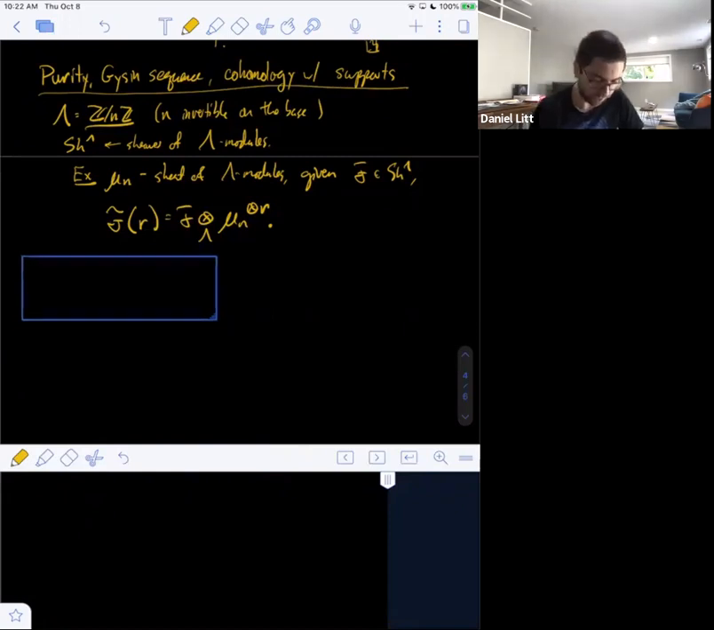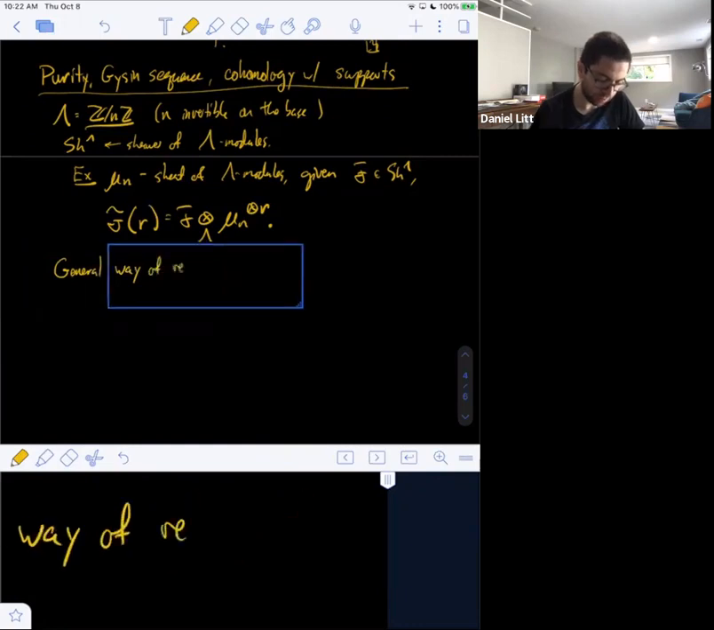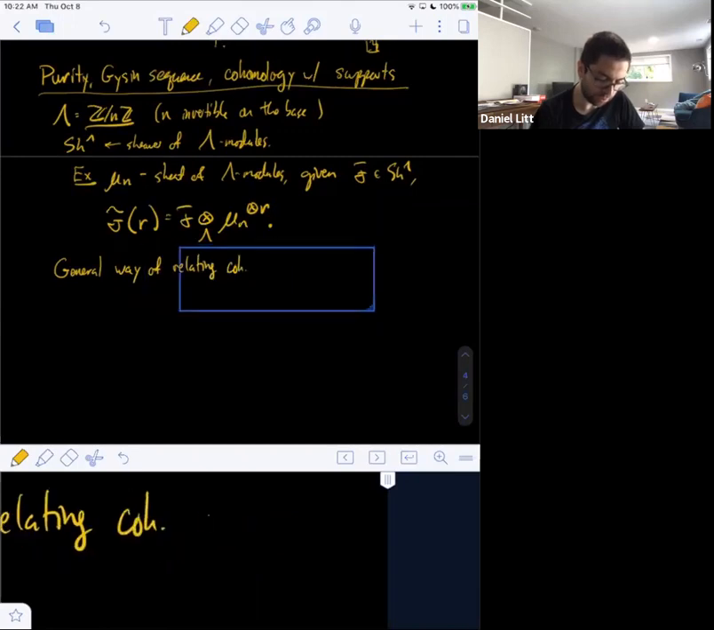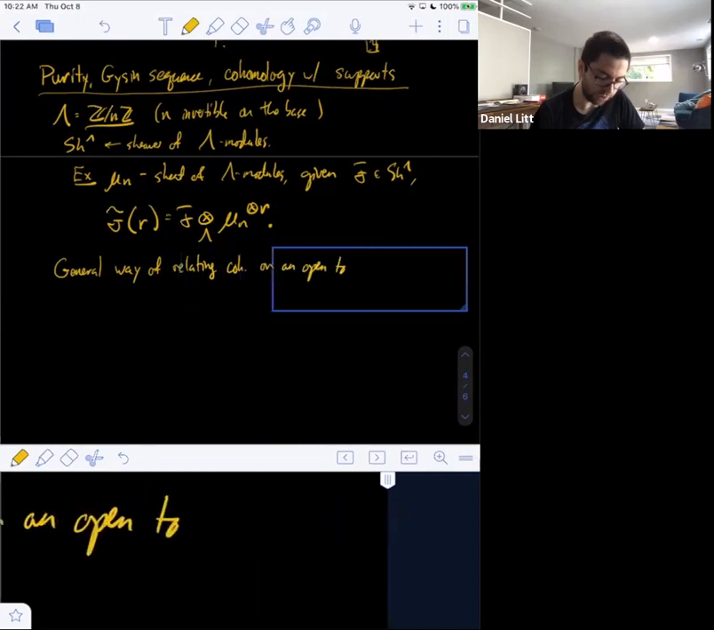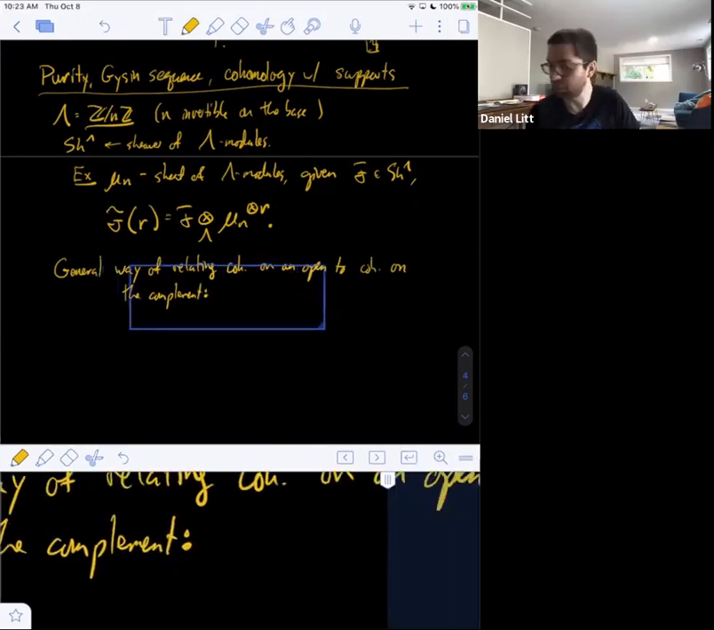All right. Well, if not, now I want to introduce a very general way of relating cohomology on an open to cohomology on the complement. This general technique is called cohomology with supports.